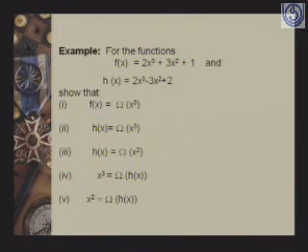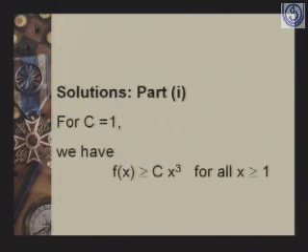For a function f(x) equal to 2x cube plus 3x plus 1 and h(x) equal to 2x cube minus 3x plus 2, show that f(x) is big omega x cube. For this problem, f(x) is equal to big omega x cube. What do we have to do? Please look at the next slide.